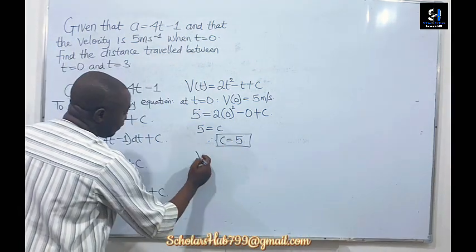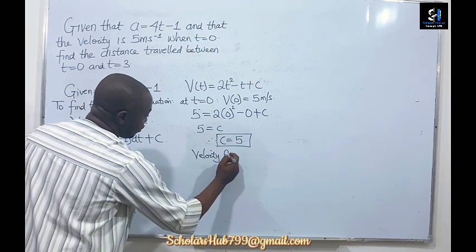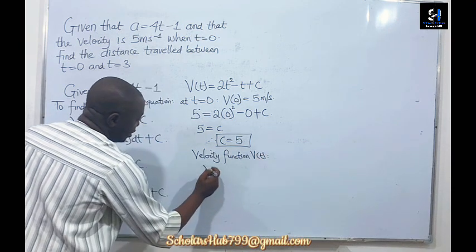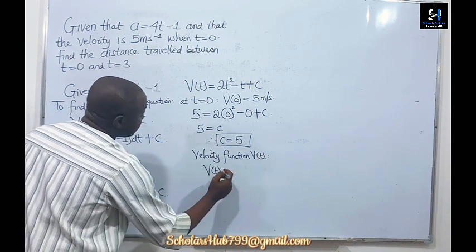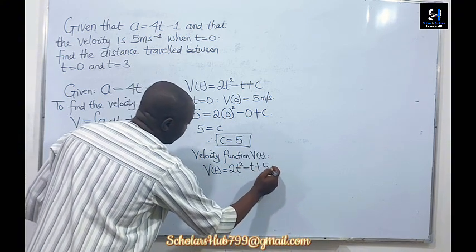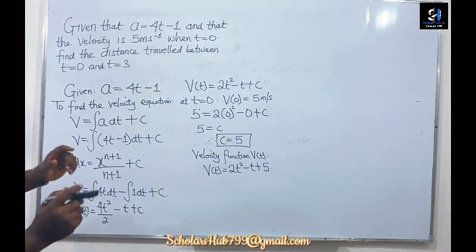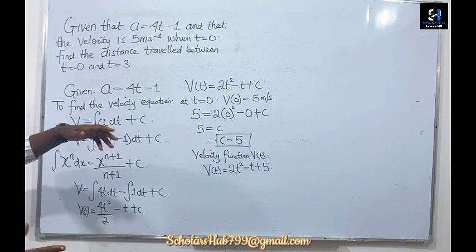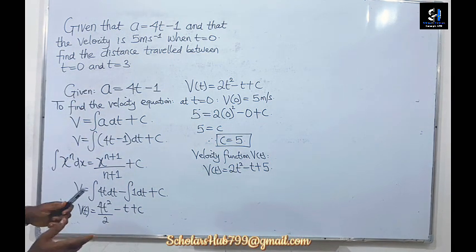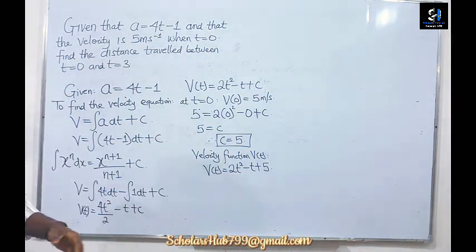So the velocity function, which is the velocity equation, will be v of t equals 2t squared minus t plus 5. So this is the velocity function. But our task is to find the distance traveled between t equals 0 and t equals 3. So what I will do now is find the equation for the distance function.